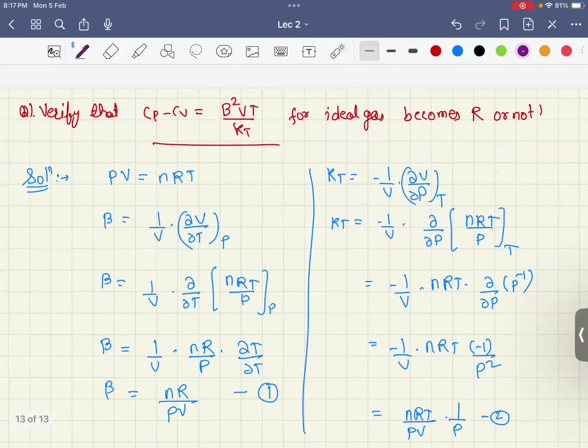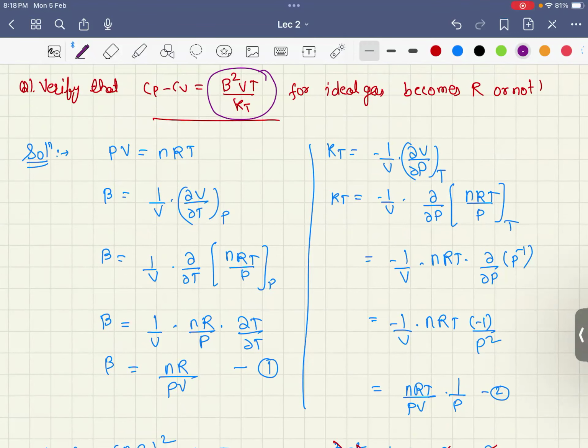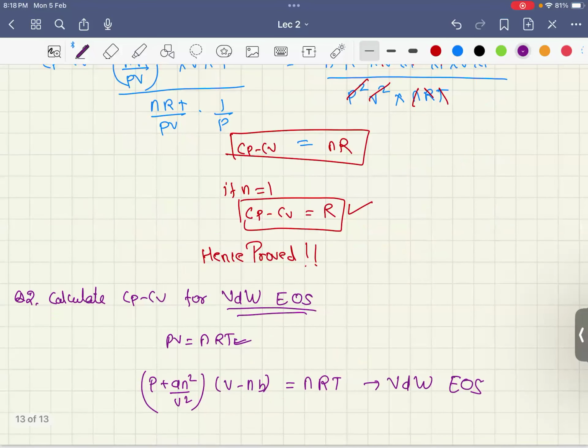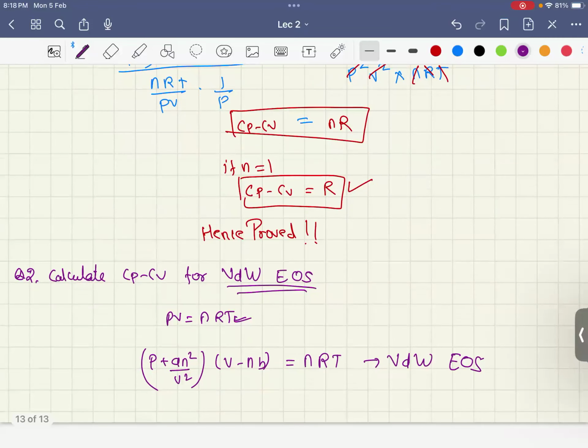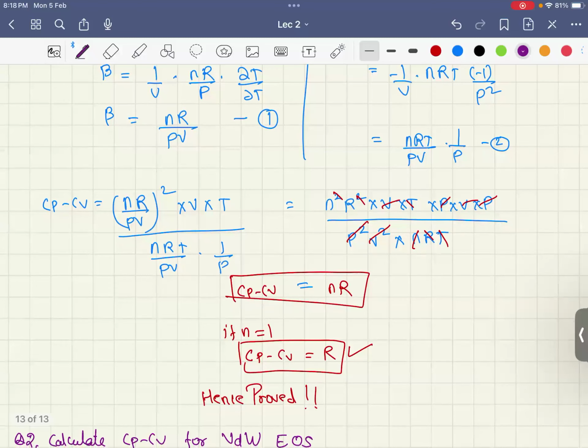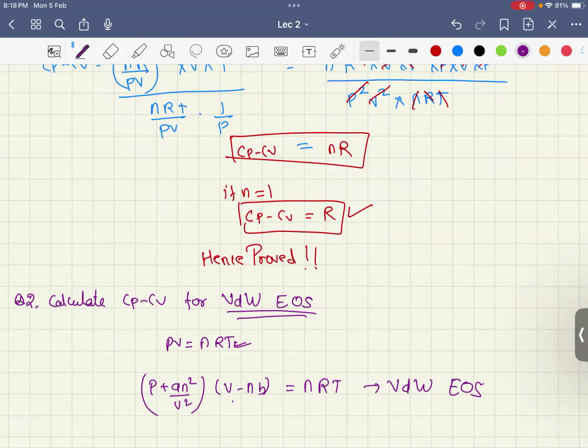You know this expression. You know what beta is, right? So you just put the V value. What is the V value from here? You just put it similar to what we have found here. We just put the value of V here. Okay, and then you try to find out.